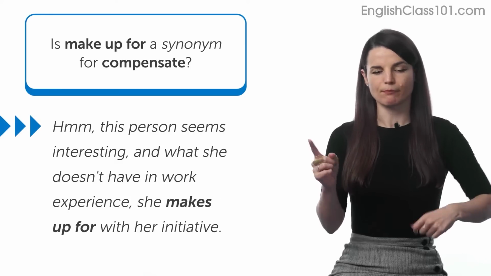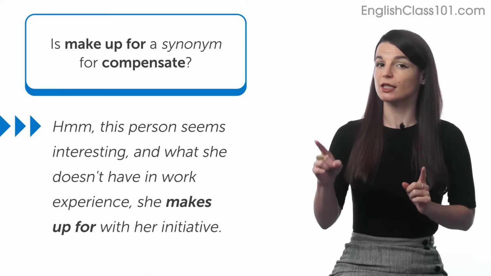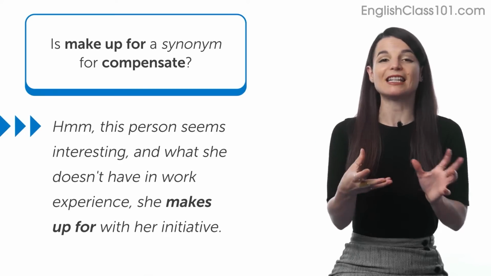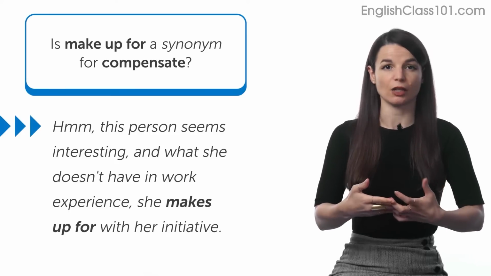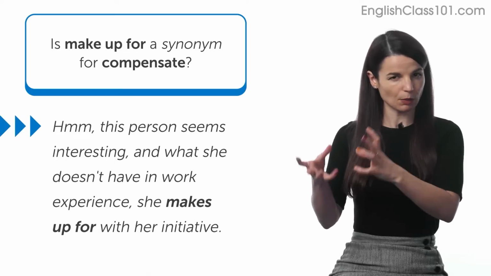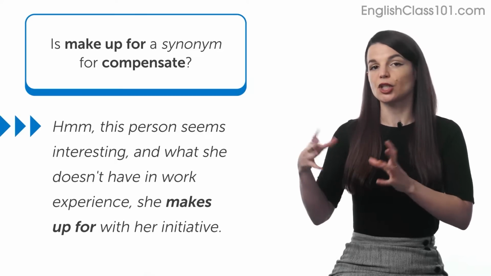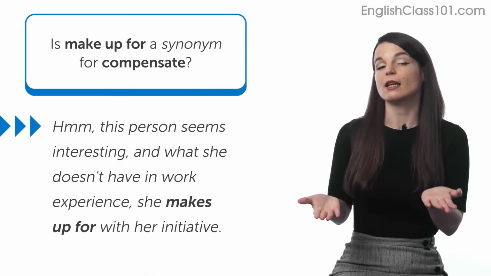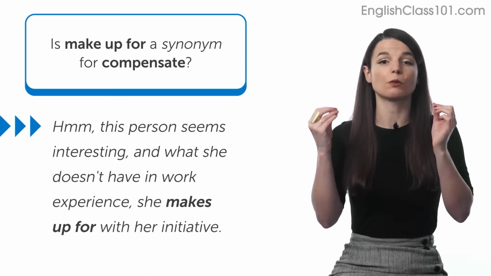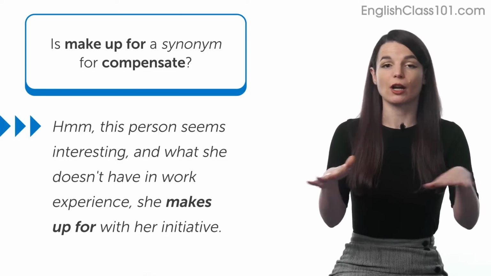You might be like, this person seems interesting, and what she doesn't have in work experience, she makes up for with her initiative, like by taking initiative. So you're saying this thing is not so great, but even despite that, she has all of these other qualities that make her really, really attractive. So even though there's these other things, this is what make up for shares with compensate.